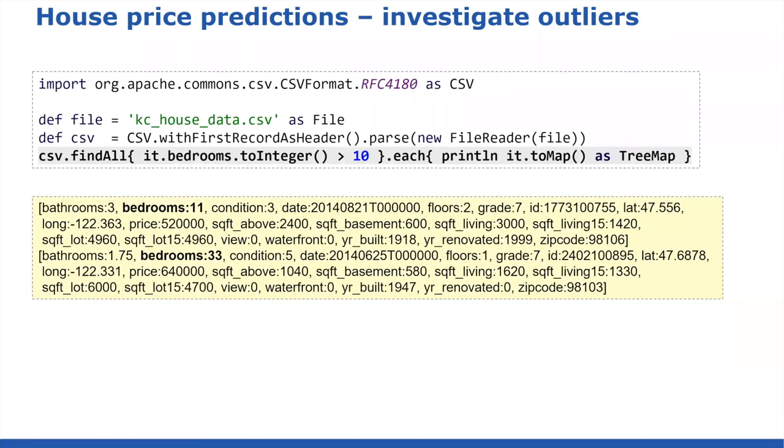So what I'm going to do now is print out with my script all the information about all the properties which have more than 10 bedrooms. I'm putting it into a map so that I've got key value pairs showing up with a colon in between them. And there's only 2 properties with more than 10 bedrooms. One's got 11 and one's got 33.